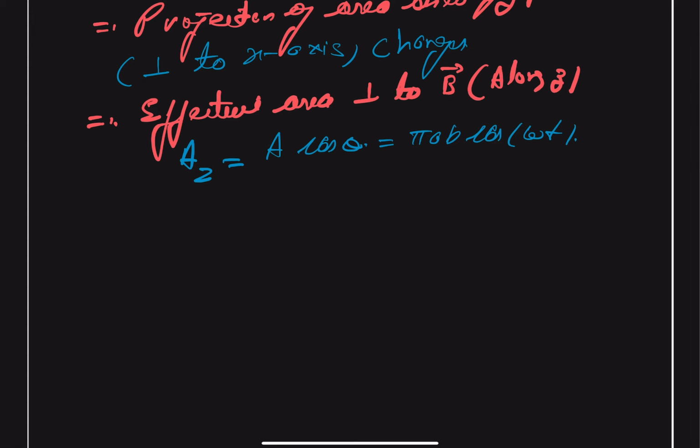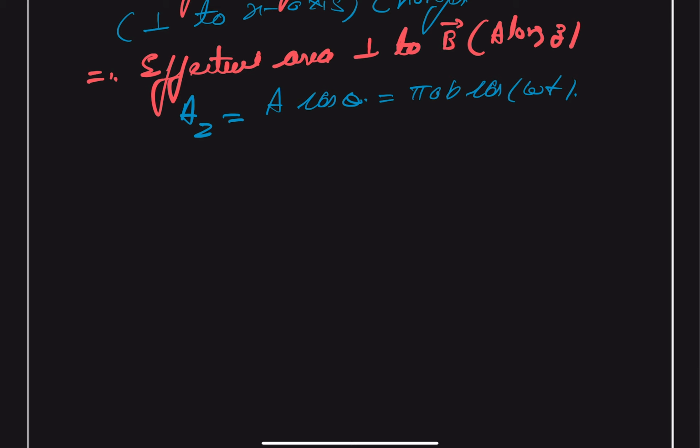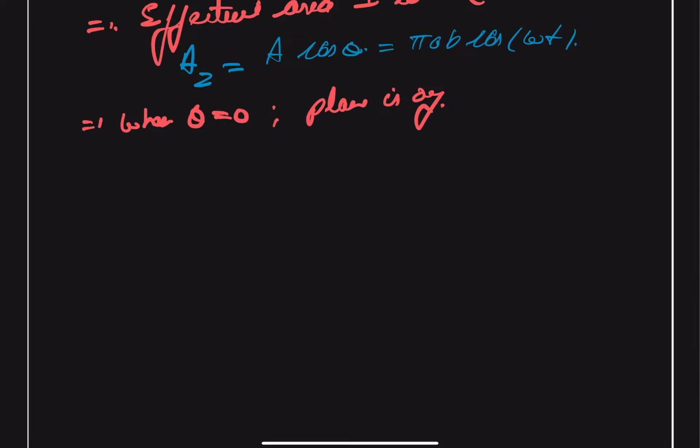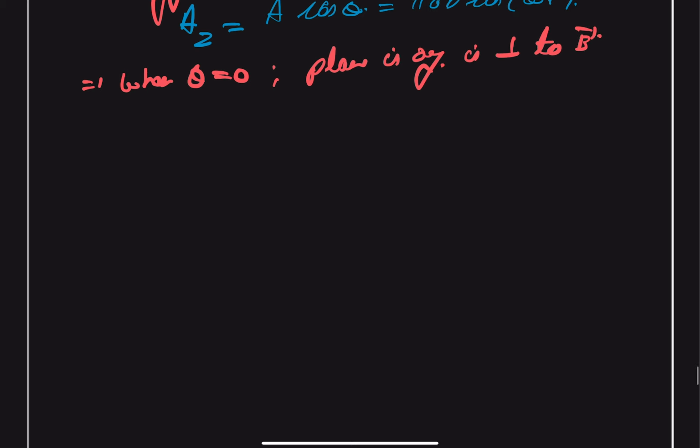So from here we can easily say when theta is equal to 0, the plane of the loop is xy and is perpendicular to the magnetic field, and when theta is equal to 90 degrees, the plane is xz, parallel to the magnetic field, which basically means that in this case we are going to have zero flux.